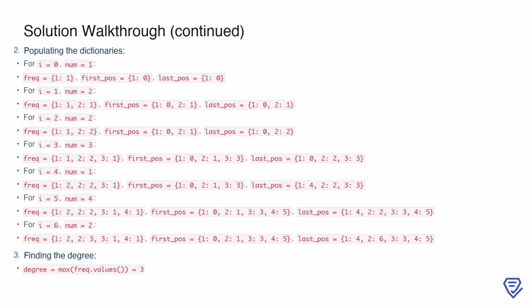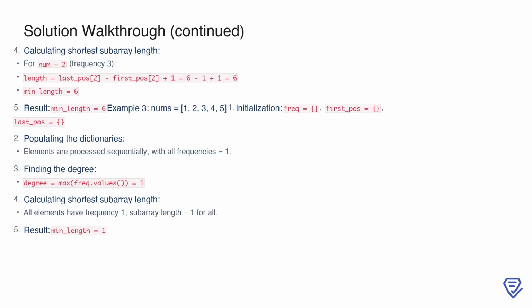Once all elements are processed, we calculate the degree of the array, which is the maximum frequency in frequency. Here, the degree is 3, as 2 appears 3 times, more frequently than any other number. With the degree determined, we calculate the shortest subarray length for this degree. For number equals 2, which has a frequency of 3, the subarray length is calculated as 6 - 1 + 1 equals 6. Since no other number matches the degree, the min_length remains 6.